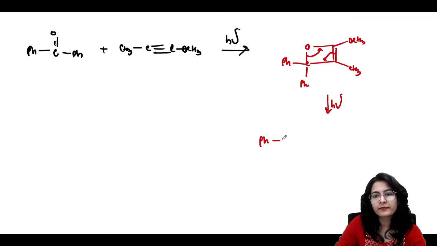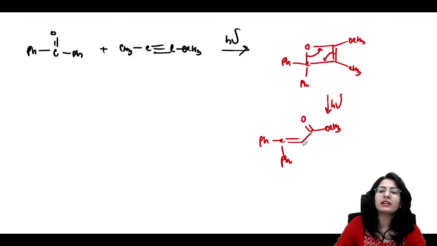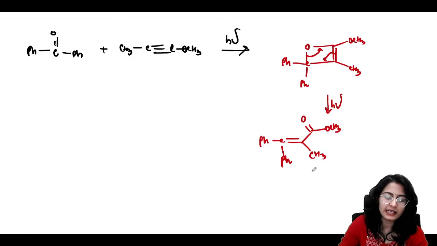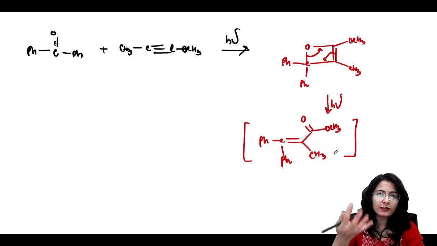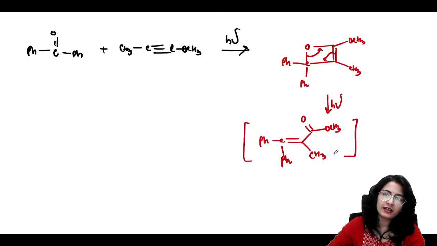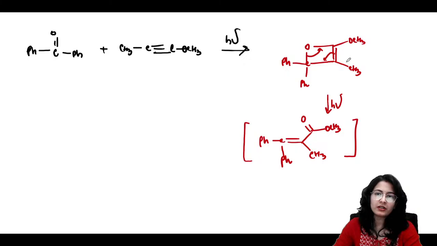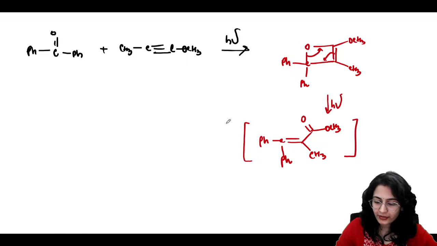Okay? If we open it like this, what will we get? An alpha beta unsaturated carbonyl, with this methyl over here. So finally, it's a 2+2 cycloaddition followed by a reverse ring opening reaction to give you this alpha beta unsaturated ester. Whenever you have this alkene in a 4-membered ring, it becomes unstable, so it ring opens to be more stable. That's why it ring opened.